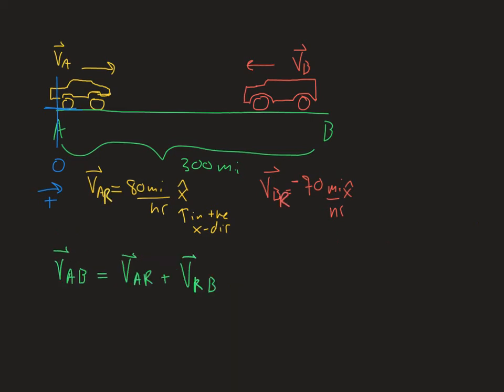Okay, so now I've cheated a little bit. I squeezed in an R here to let us know that when we defined these initially, this was Alice relative to the road and Bob relative to the road. And now remember what I could do: Bob relative to the road is minus 70, but road relative to Bob, this flips. So let's write that out. So this is going to be equal to 80 miles per hour, because that's just Alice relative to the road, but the road relative to Bob is going to be plus 70.